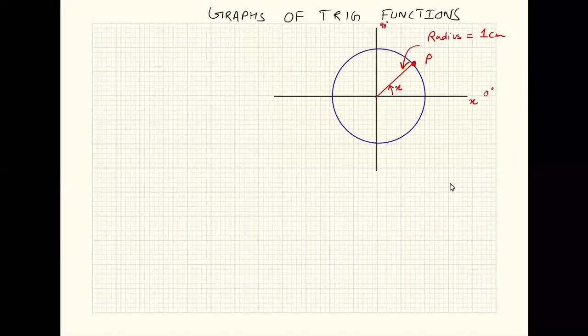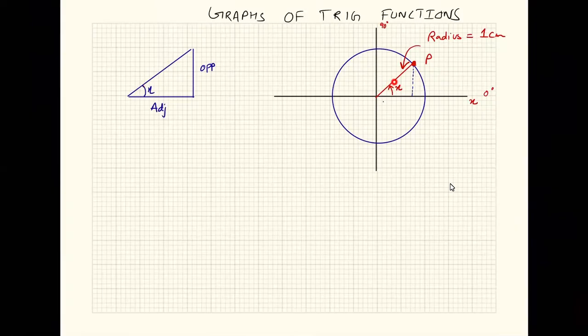Now, if you make a right angle triangle over here, so we know that in a right angle triangle, if I've labeled this angle as x, then this becomes your opposite side and this becomes your adjacent side. And this length is your hypotenuse. So hypotenuse over here is being denoted by the radius, which is a length of 1 centimeter. So I'm going to mark over here hypotenuse as 1.